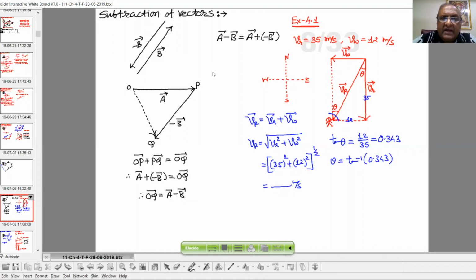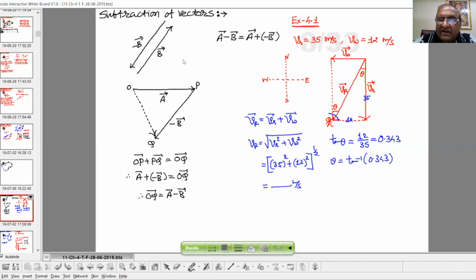Okay. Now see, suppose we want vector A minus vector B. So mathematically we can write vector A minus vector B is equal to vector A plus vector minus B. In this way we can write. It implies that if we take the summation of vector A and vector minus B, then it is nothing but A minus B.